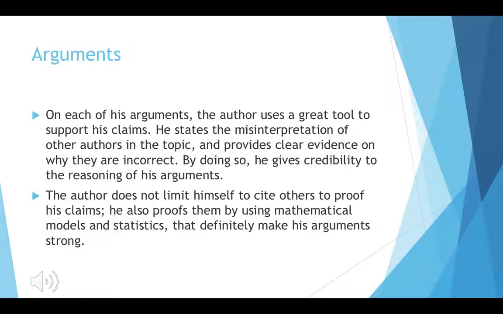For example, for his first model, he uses statistics from the Bureau of Labor Statistics to show the number of jobs in the United States from 1960 to 2014. For his second argument, he also uses the supply and demand model with figures that support his claim. And lastly, for the last argument, he develops a mathematical model where he is able to prove how the skills of workers have an impact on wages.